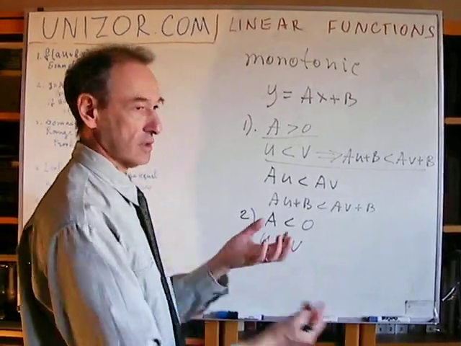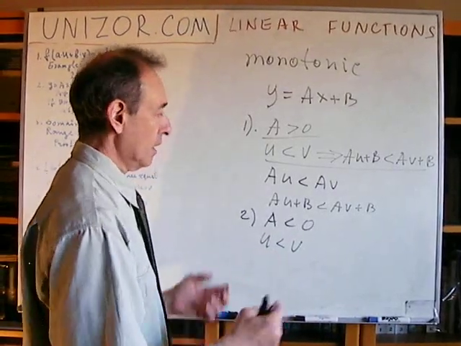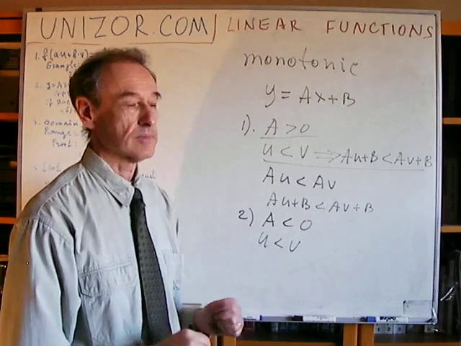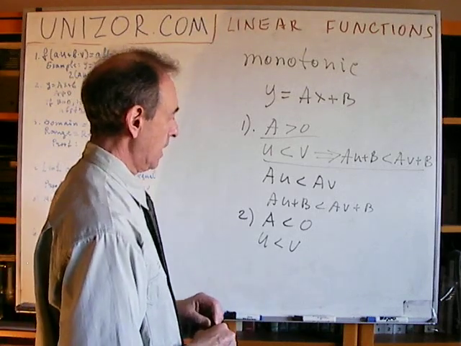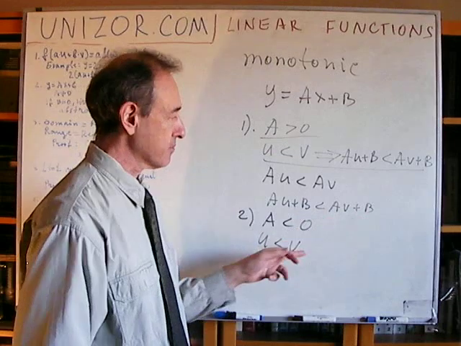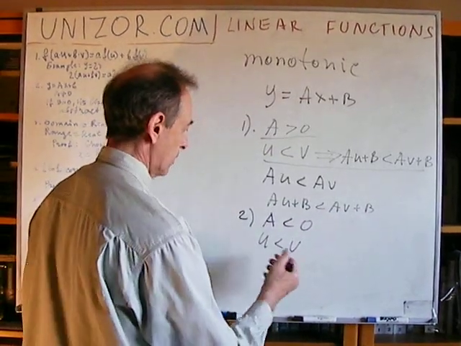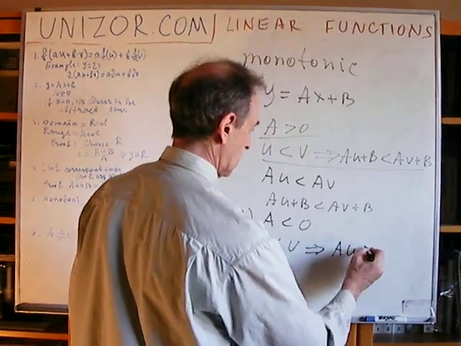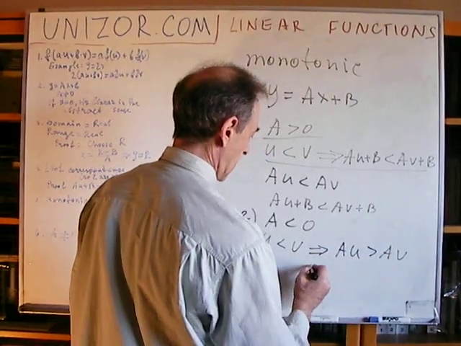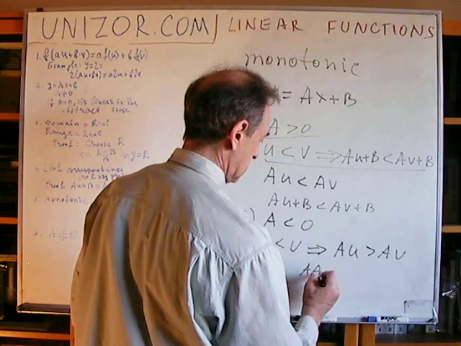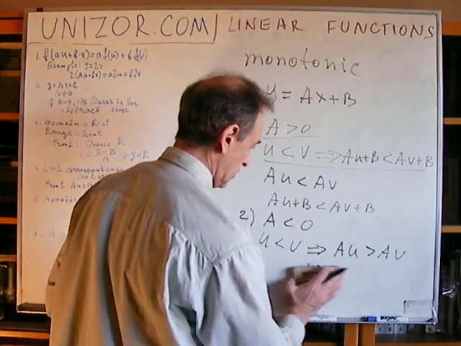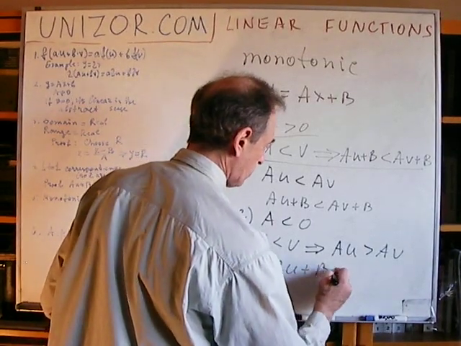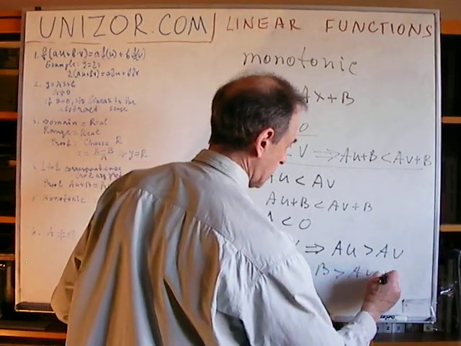They are positioned on the different sides of the numeric axis. And then again, you add the same number to both sides. So from this, next is AU is greater than AV, and then AU plus B would be greater than AV plus B.